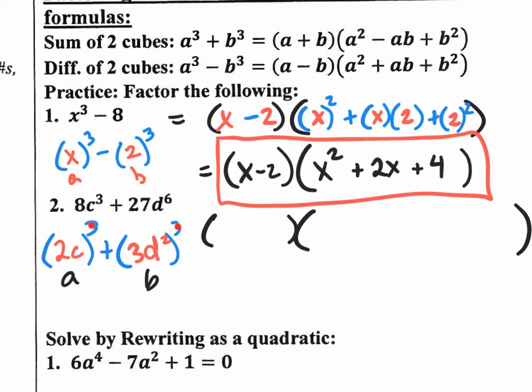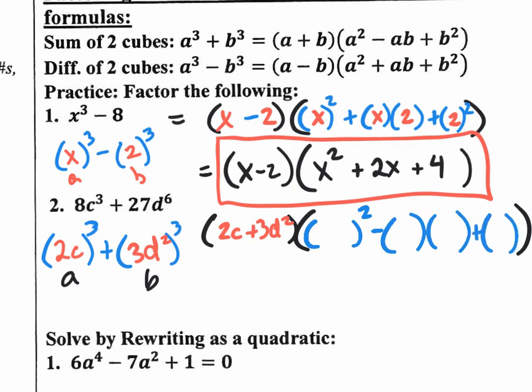Without the cubes, right? So what am I going to put on that first binomial? 2c plus 3d squared. And again, for the trinomial, let's just go to the formula and write this trinomial, but with parentheses instead of the letters, and then we'll plug in the a value of 2c and then the b value of 3d squared. So let's write this with parentheses. It's going to be an a squared. I would write the parentheses a little bit big because we're plugging in a monomial with variables. And then minus ab, and then plus b squared.